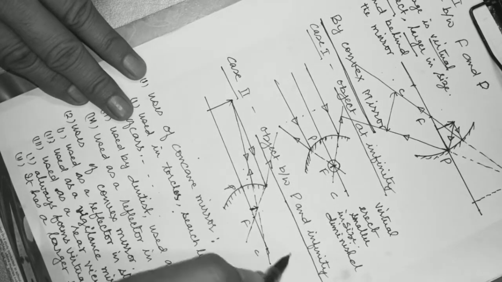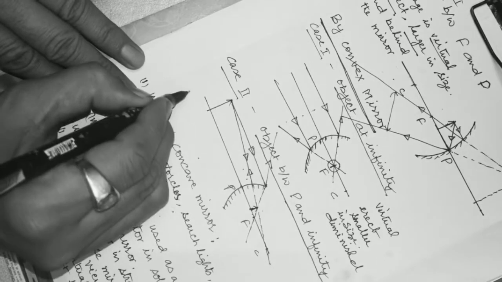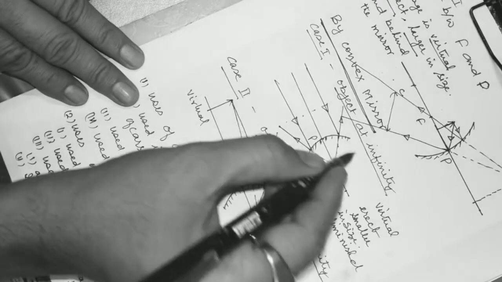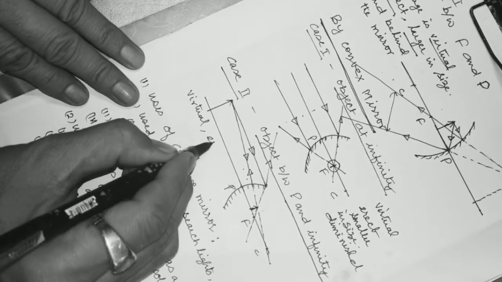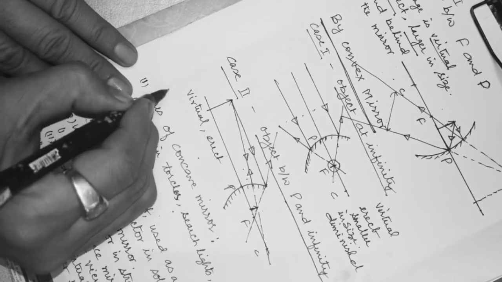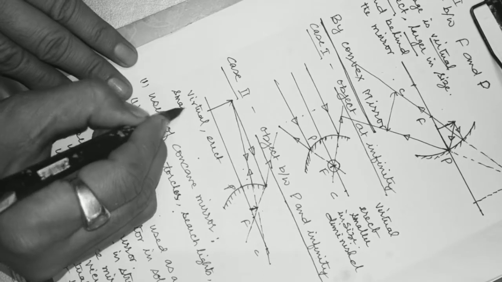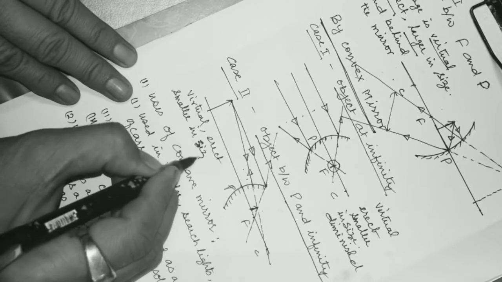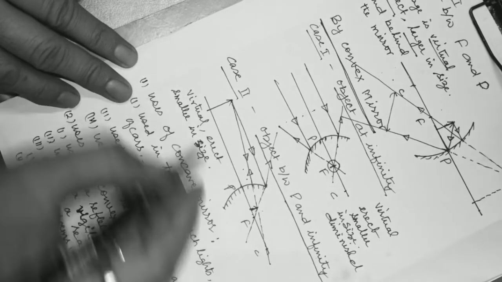So the image formed is virtual. We have to show the virtual image by a dotted line. Virtual, erect, smaller in size, and between P and F.